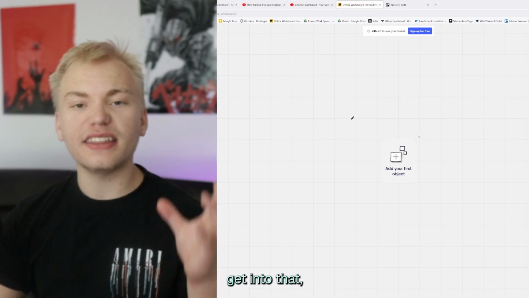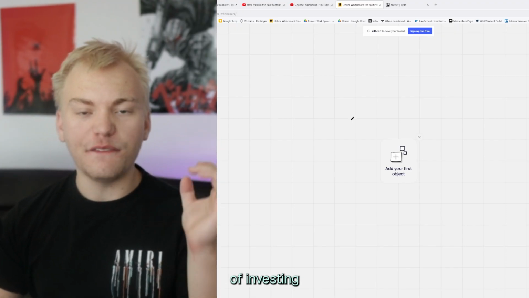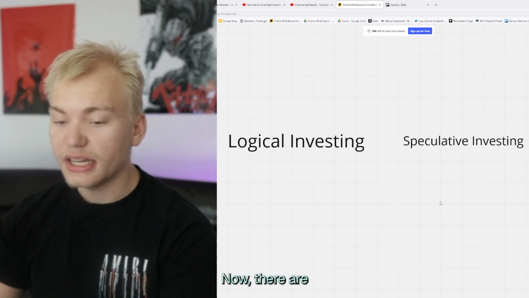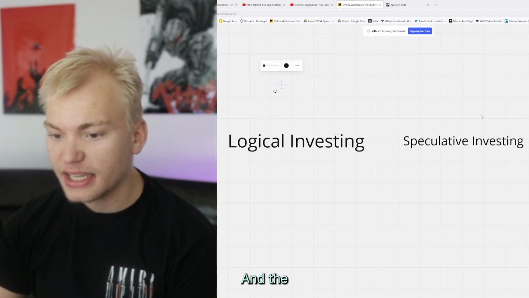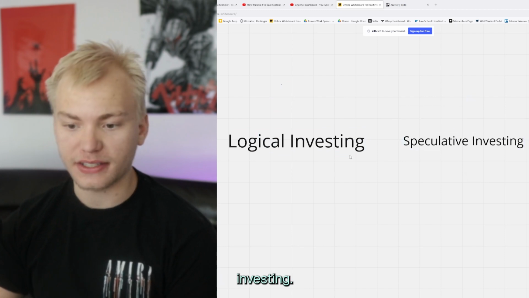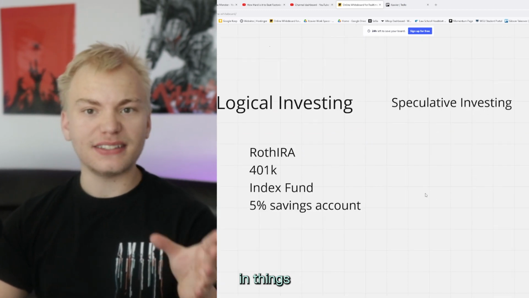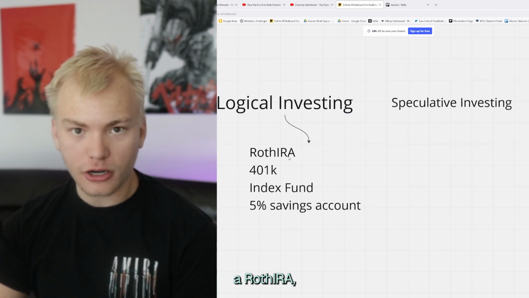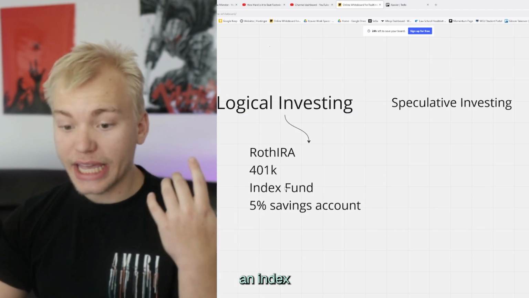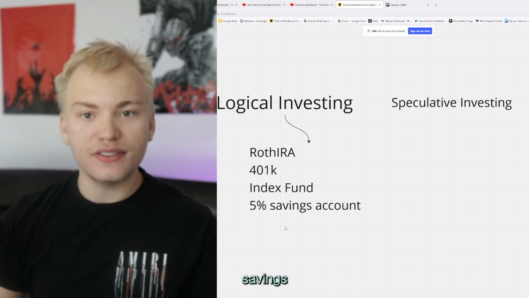But before we get into that, I need to give you guys a little bit of investing education. Now, there are two different kinds of investing. The first one is logical investing, and the second one is speculative investing. Logical investing is investing in things that you know for a fact are going to make you money. For example, a Roth IRA, a 401k, an index fund, or a high yield savings account.